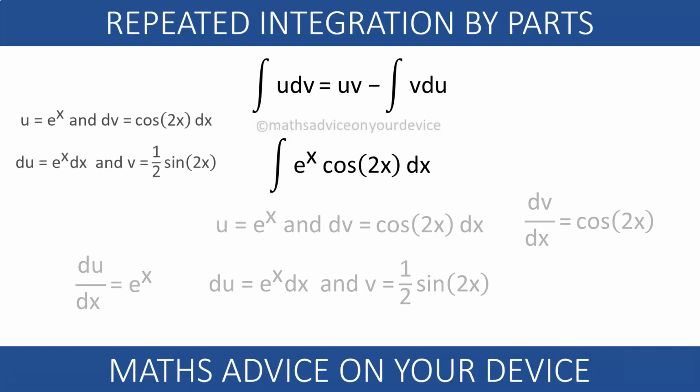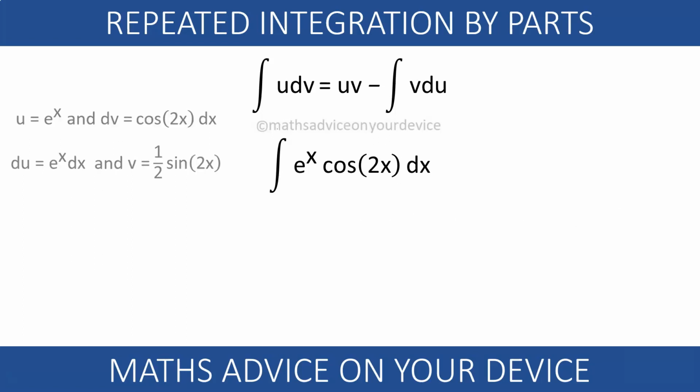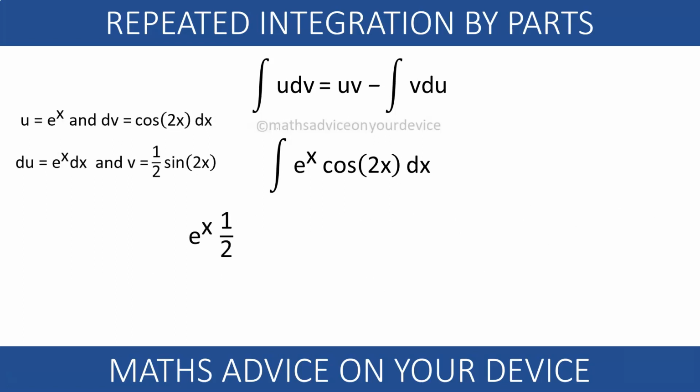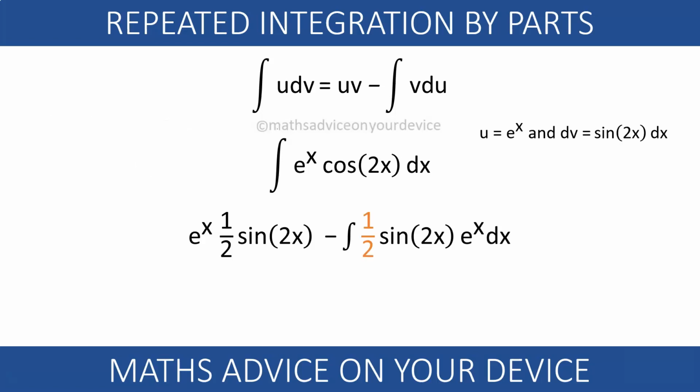Let me keep this out of the way. Replacing u, v, and du in the formula leads to another integral. Have we made a mistake? Not at all. We can now use by parts again.